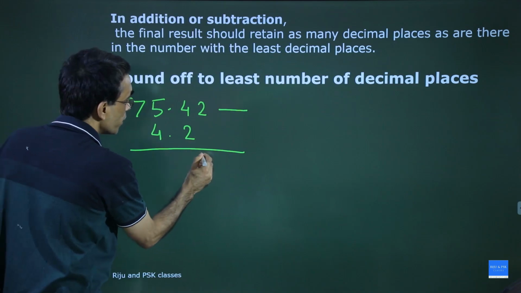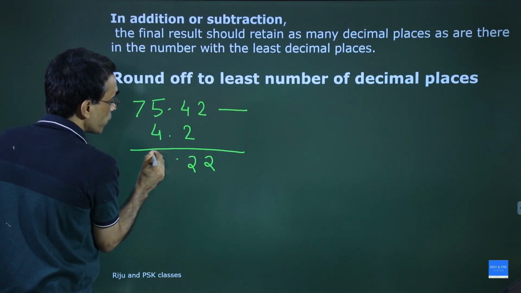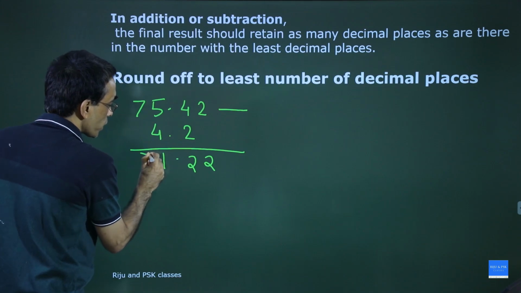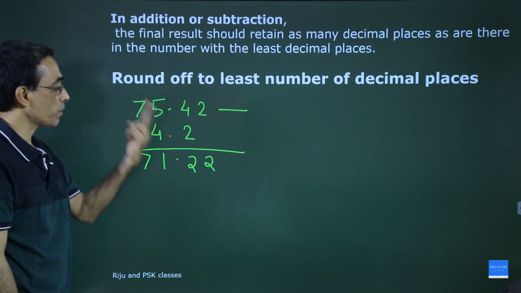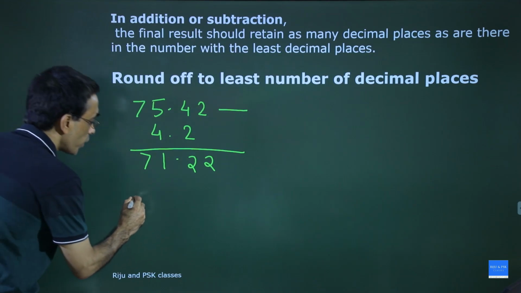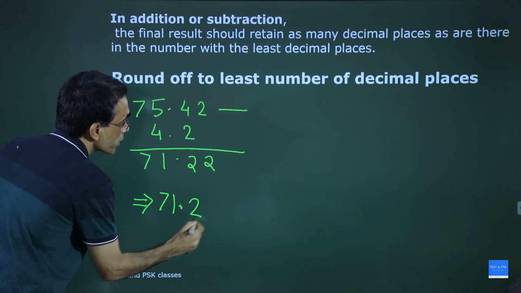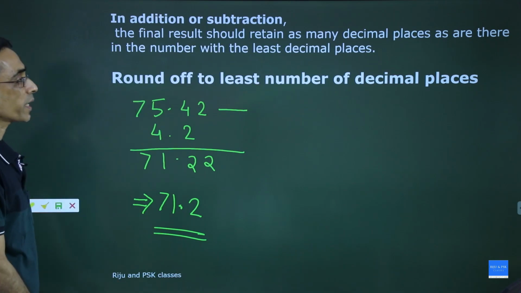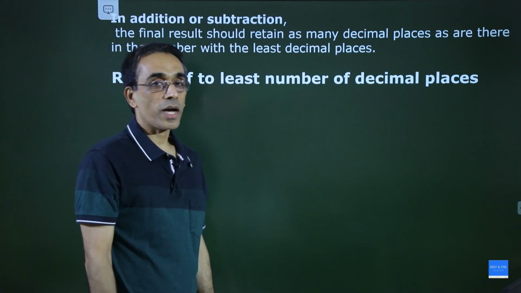What is the actual answer? 2. This gives you 2. This gives you 5 minus 4 is 1. So you'll get 71.22. Now this has got 2 decimal places. Round off to 1 decimal place. So final answer will be equal to 71.2. That's the idea. Fine. Now let us work out. I hope this is clear.